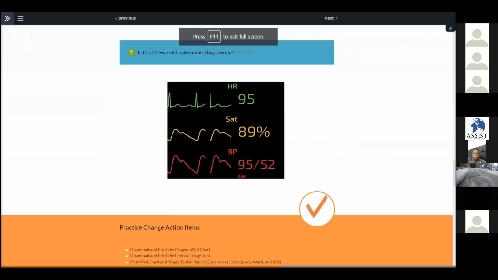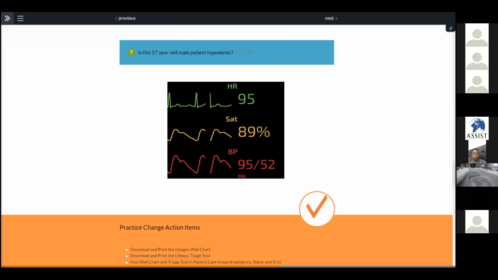Thank you. We thought about what we can use to really diagnose patients with hypoxemia. As we can see on this small picture, we are seeing 3 different vitals: the heart rate, the saturation, and the blood pressure. And these were the vitals of the patient. At the time of examination, his saturation was 89%.